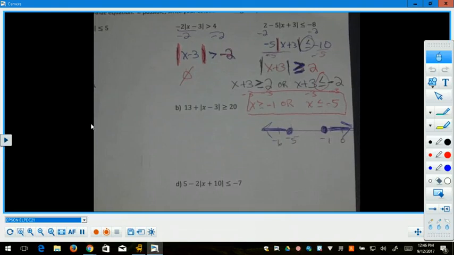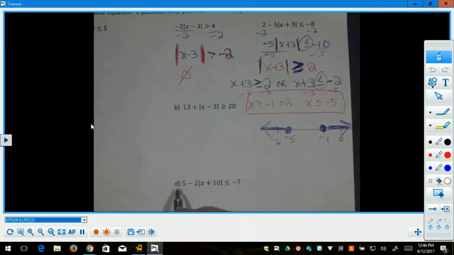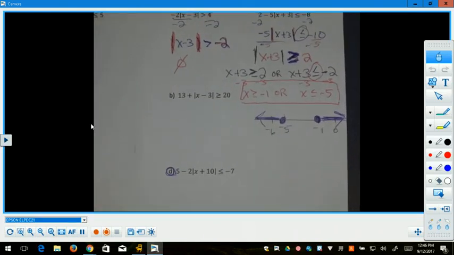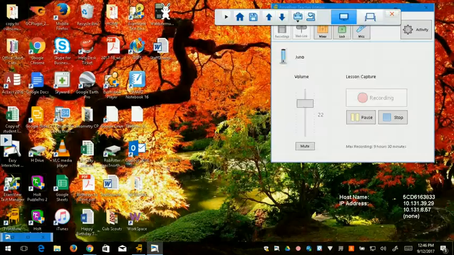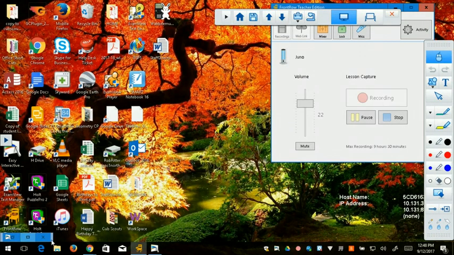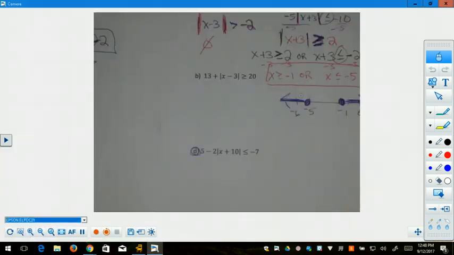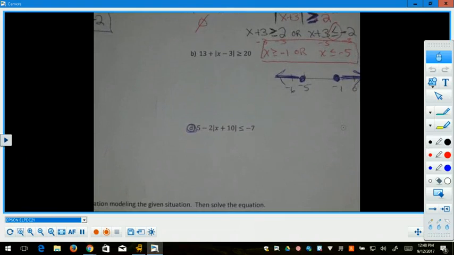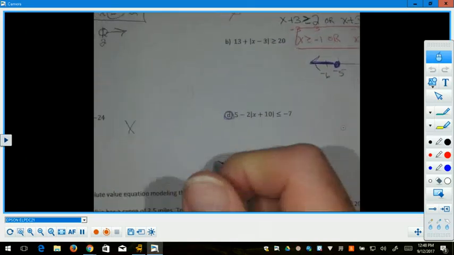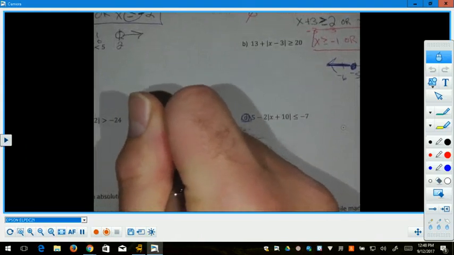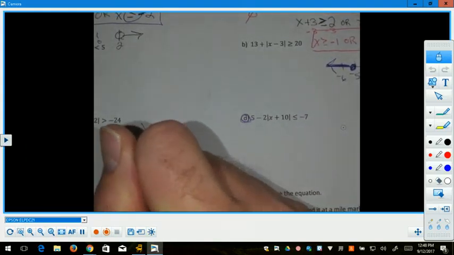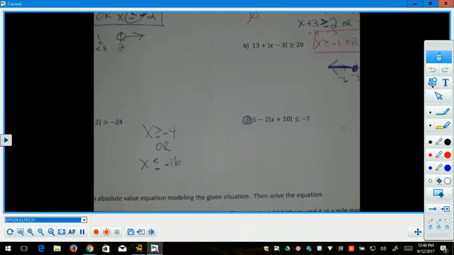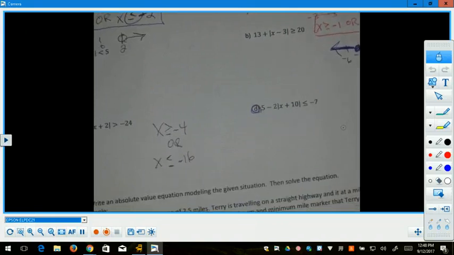All right, I'm going to ask you to try letter D. Letter D right now. If you did letter D correctly, you should get x is greater than or equal to -4, or x is less than or equal to -16. Would anyone like to see that one worked out?